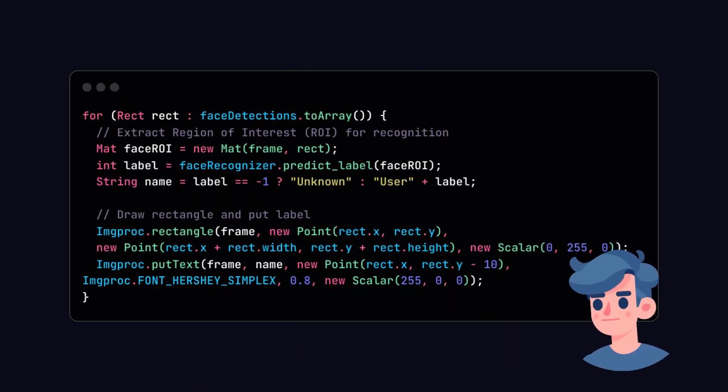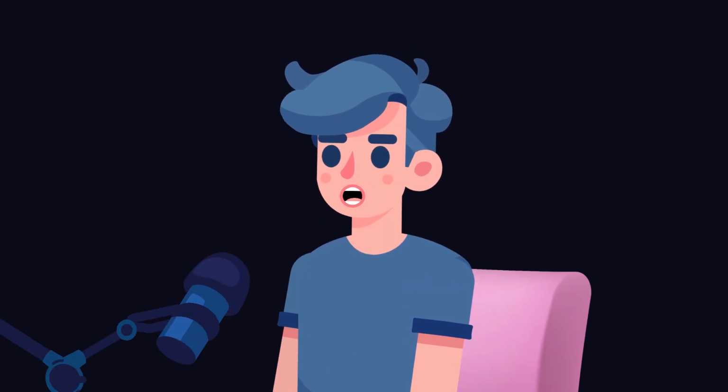Following the training, we need to implement the recognition logic in our video capture loop. Modify the capture video method to include recognition. Here we extract the region of interest, ROI, using the detected face rectangles and then predict if the detected face matches any name based on the trained model. We also draw the corresponding name above the rectangle on screen.